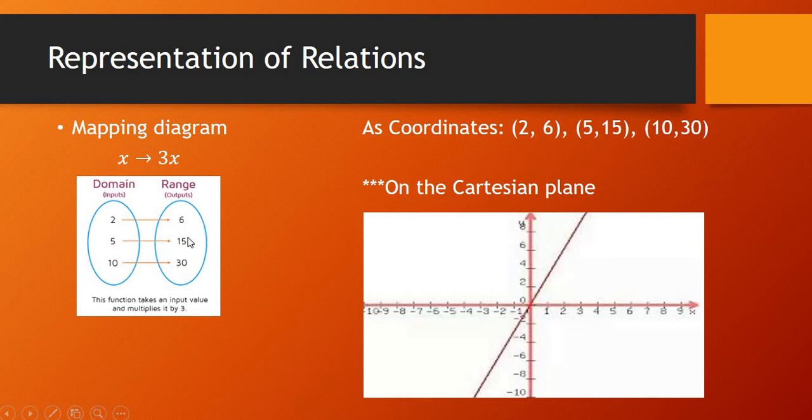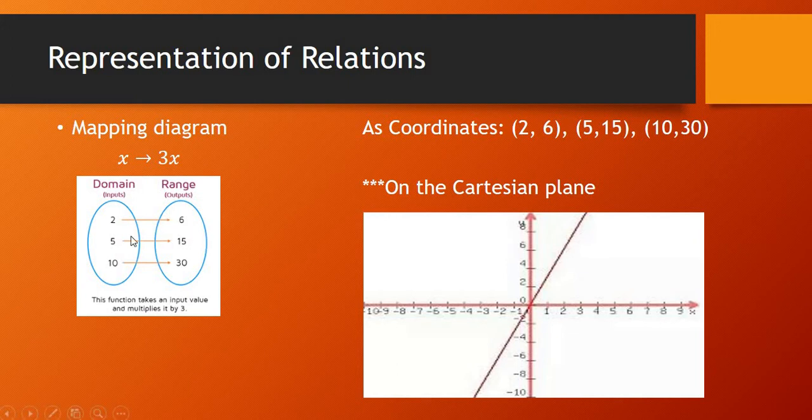From this mapping diagram, we can determine the relation. If you look closely at the values in the range, which are 6, 15, 30, and compare it with the values in the domain, then you would realize that each range value is 3 times the X value. So 6 is 3 times as large as 2, 15 is 3 times as large as 5, and 30 is 3 times as large as 10.